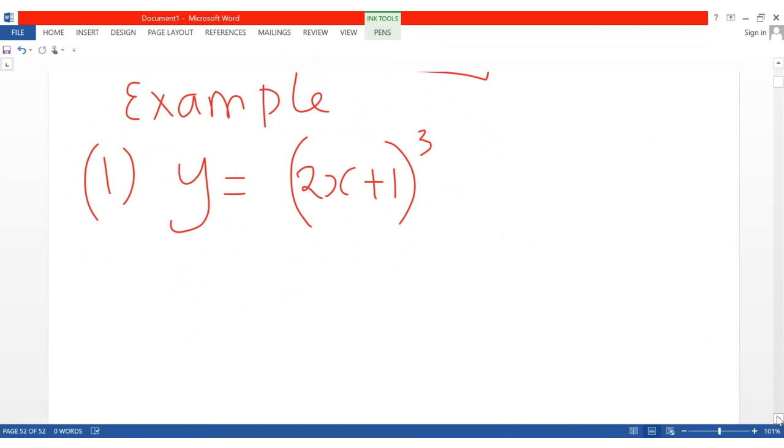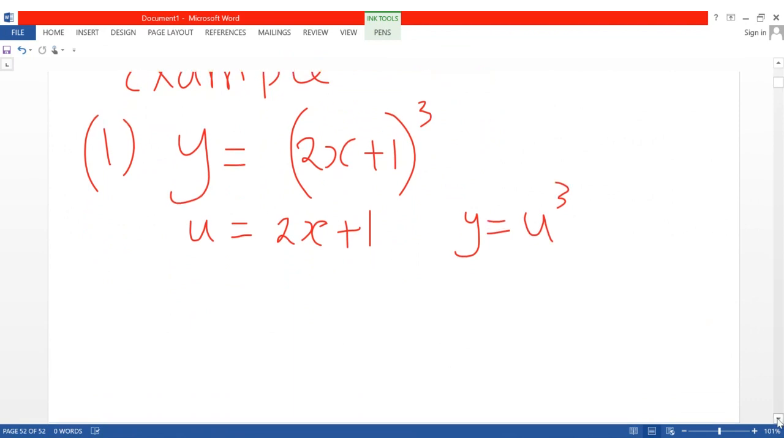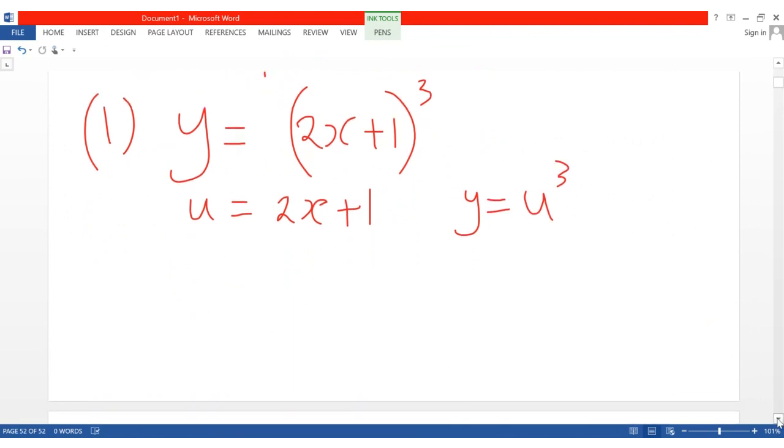So what I'll do, the function in brackets mostly, I'll call it u, which is 2x plus 1. And then here my y will be, you see, I replace the 2x plus 1 with the u, so I'll have u raised to power 3. It's just a matter of replacing. Now from there, on the left hand side, I have u, so I'll have du all over, on the right hand side, x, so it will be du over dx.